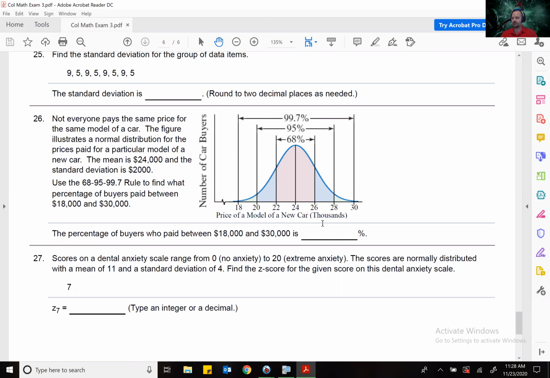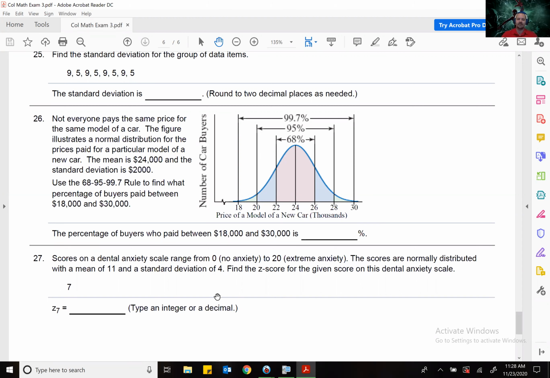And last but not least, number 27. So number 27 says, scores on a dental anxiety scale range from 0, no anxiety, to 20, extreme anxiety. The scores are normally distributed, which is what this is, with a mean of 11 and a standard deviation of 4. So this would have been like the 11 in the middle, and then you would count up by 4s from 11 and down by 4s from 11. Find the z-score. So we got Z7.